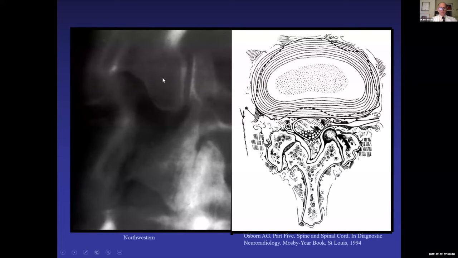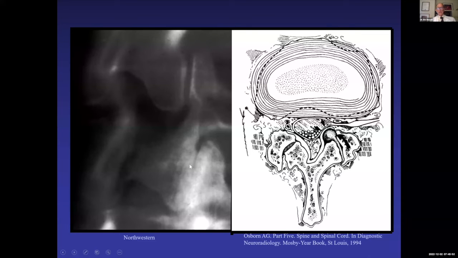And you see the normal facet joint. Remember that the joint is bordered by the facets. The facets are the surface of the articular processes. These are articular processes. The superior facet is actually part of the inferior articular process. And this is a normal joint with normal thin cortical margins of the articular processes.